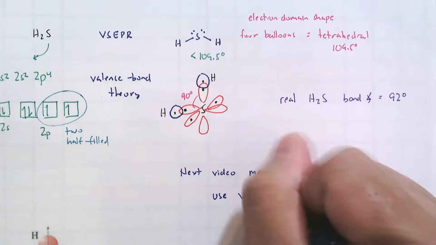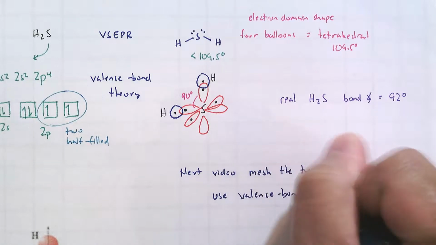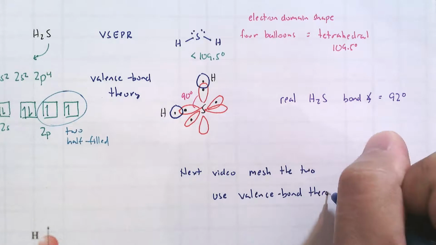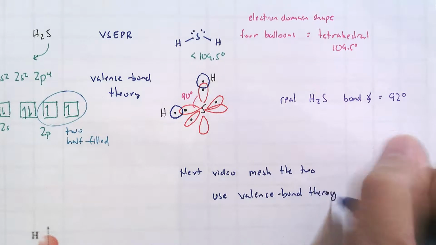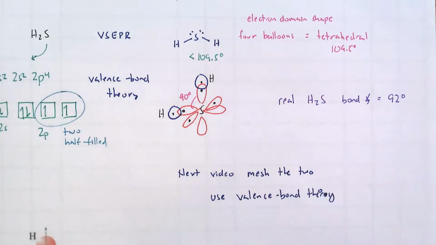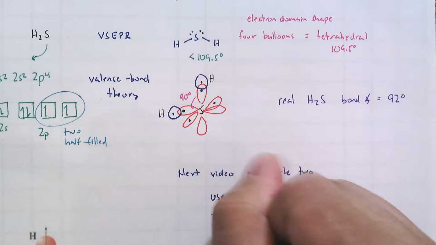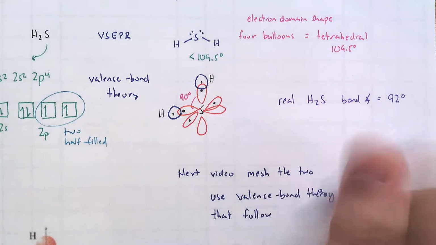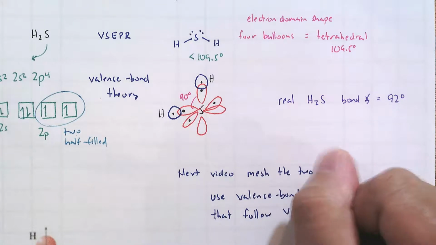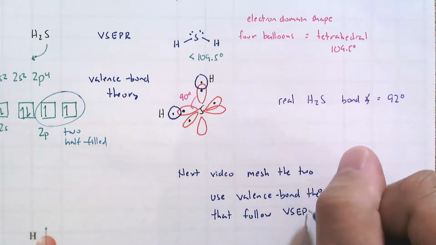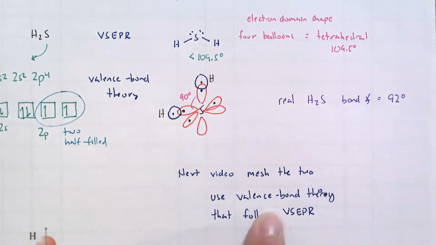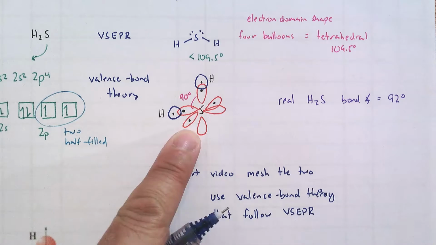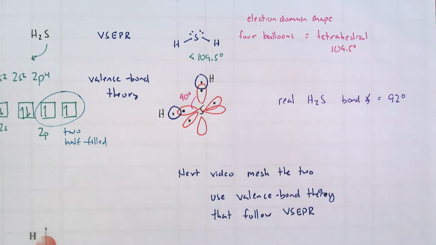valence bond theory, and we're going to see molecules that use valence bond theory that follow VSEPR rules. And in the vast majority of cases, that's going to be true. The valence bond theory, we're going to refine this a little bit, and the refined theory is going to help us match the real life orbital picture to VSEPR. Okay, but that is the next video.